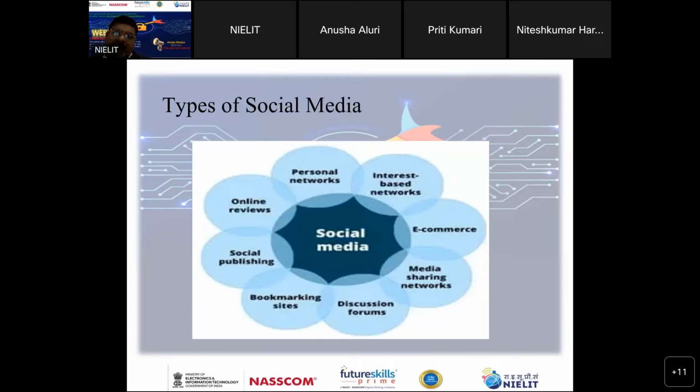Media sharing networks such as YouTube and other types of media sharing networks. Discussion forums, where we have multiple blogging sites used for discussing any topic on the internet. Bookmarking sites, which we use to find bookmarks or important information. Similarly, social publishing sites. So these are the different forms of social media websites which we are using nowadays.